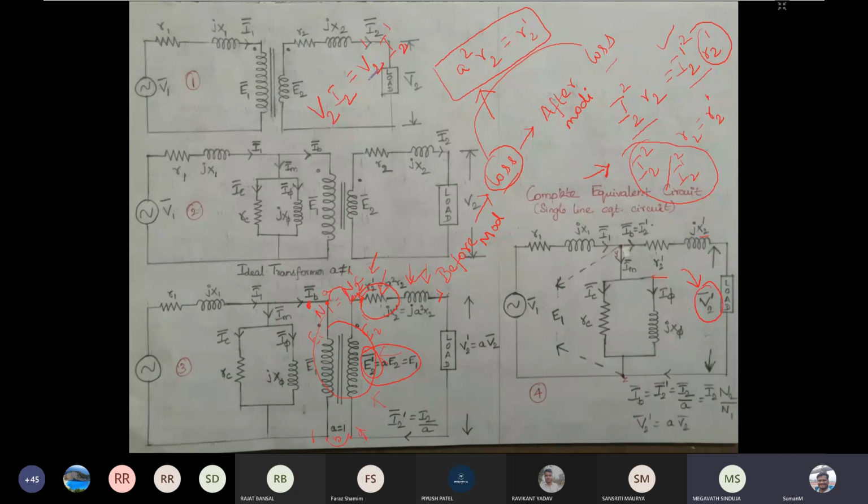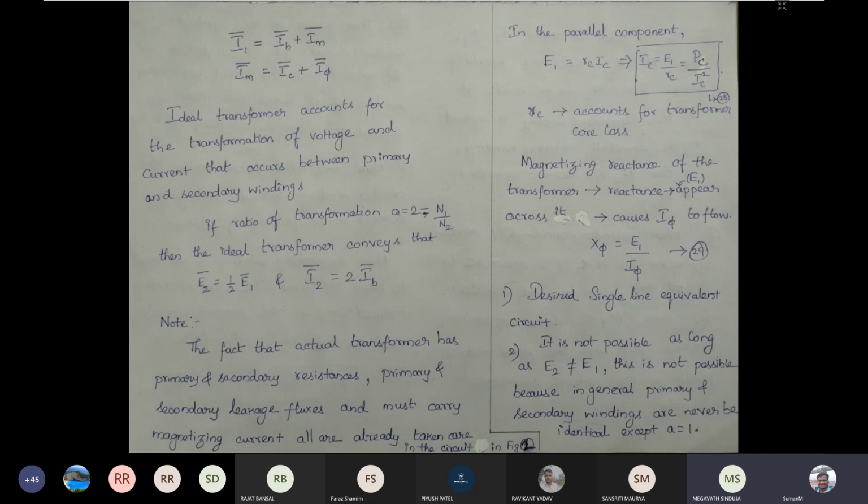Okay, so now V2 dash we can obtain from this relation, V2 into I2 divided by I2 dash. So you understand that the power before and after the modification remains constant. So if you keep the power constant, then we will get all the relations. So accordingly, we can keep the parameters of this equivalent circuit of the transformer. Okay, so now we can see here the relation whichever we have discussed, that is given here.